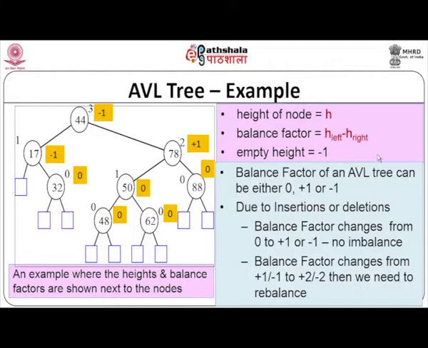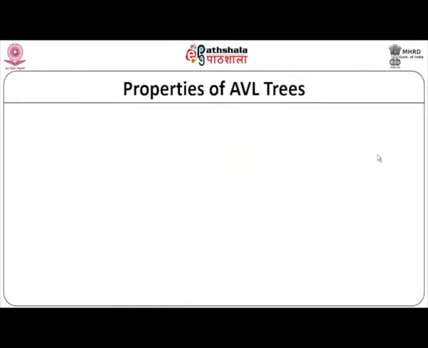Now, due to insertions and deletions, the balance factor will change from 0 to plus 1 or minus 1, or if it already has a balance factor of plus 1 or minus 1, it will change to plus 2 or minus 2, and then we need to do a rebalancing. So, this is the basic essence of an AVL tree. First you have to understand the height, then you have to understand the balance factor. The balance factor is defined like this for the AVL tree.